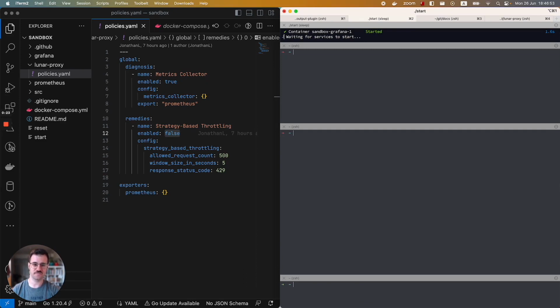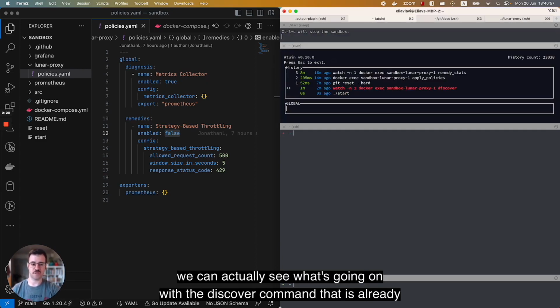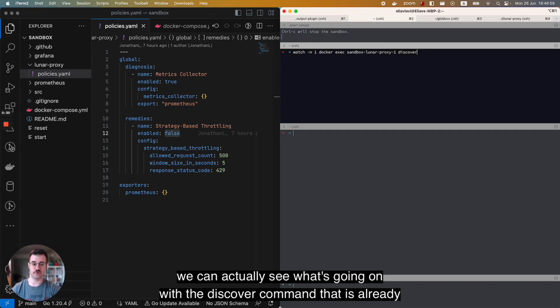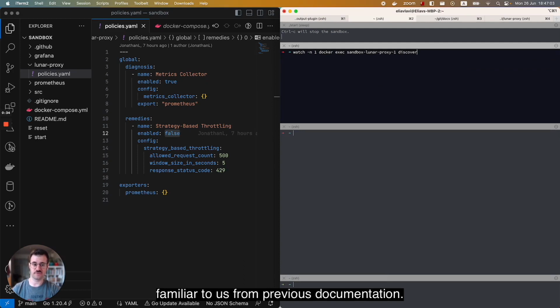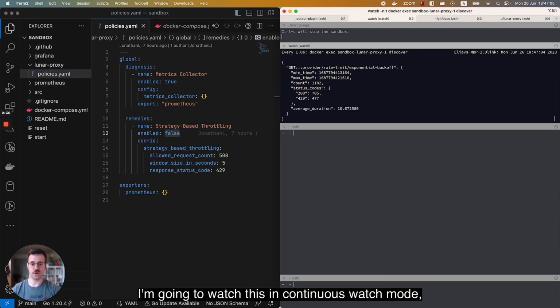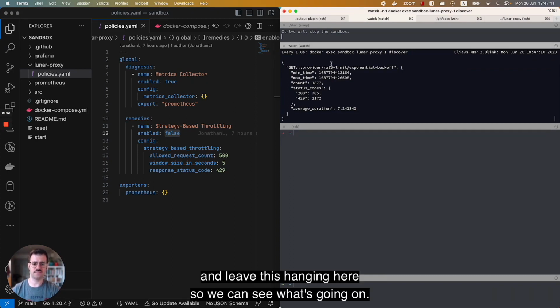kicking in our system. So once our sandbox is running, we can see what's going on with the discover command that is already familiar to us from previous documentation. I'm going to watch this in continuous watch mode, so it's going to be updated every 1 second, and leave this hanging here so we can see what's going on.